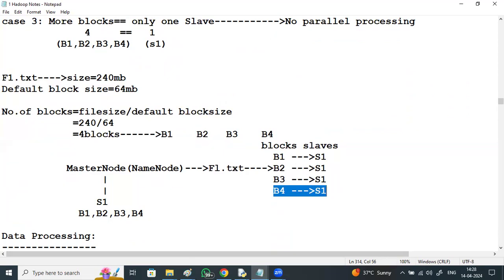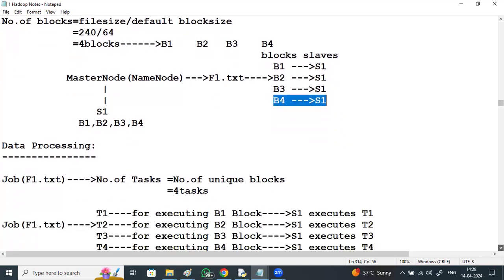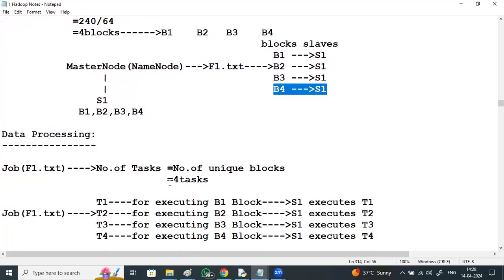And if you go for data processing, the number of tasks always depends on the number of unique blocks. I'm using the word unique; I'll say in the coming examples why I'm using it here. Here, how many blocks? Four blocks. Four blocks means four tasks. T1 for executing B1, T2 for executing B2, T3 for B3, T4 for B4.